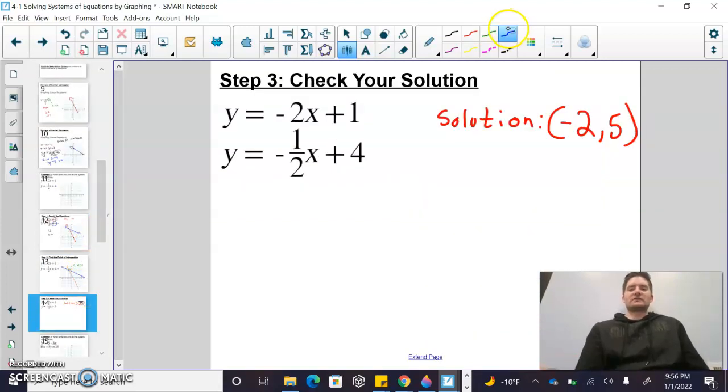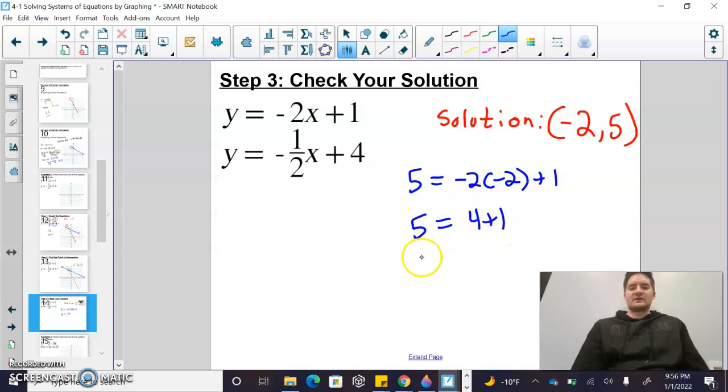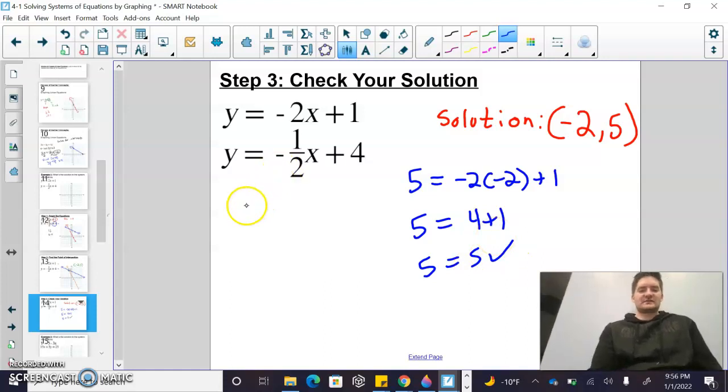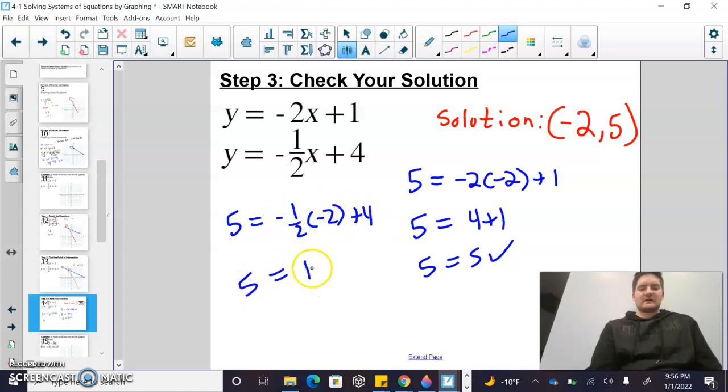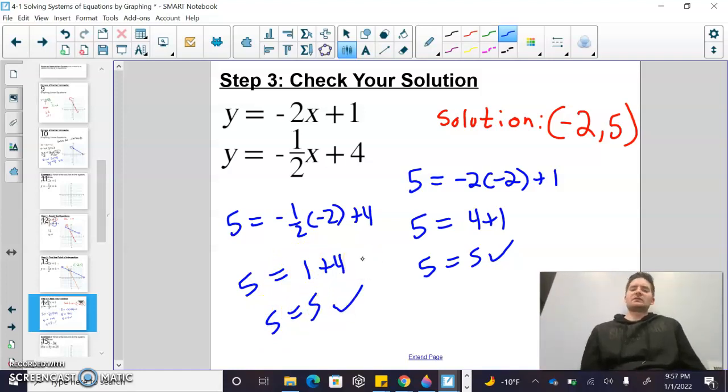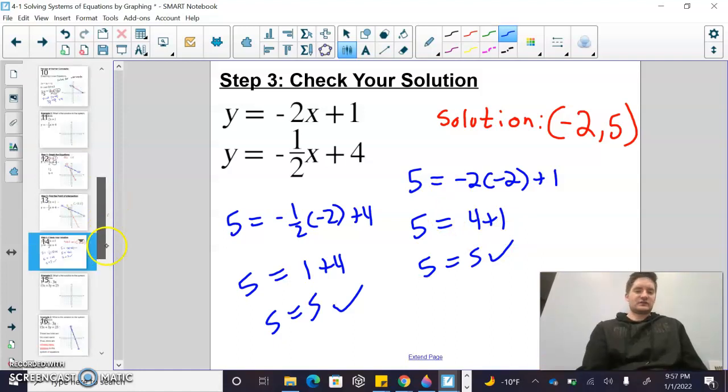And then just to make sure this is correct, you'll be able to check your solution. Substitute in 5 and negative 2 into your equation. Negative 2 times negative 2 is positive 4. 4 plus 1. That one checks out. And just to make sure, we'll substitute it in for the other one. 1 plus 4, 5 is going to equal 5. So if you substitute your point in for both of these equations and both sides are equal, guess what? That's your solution.